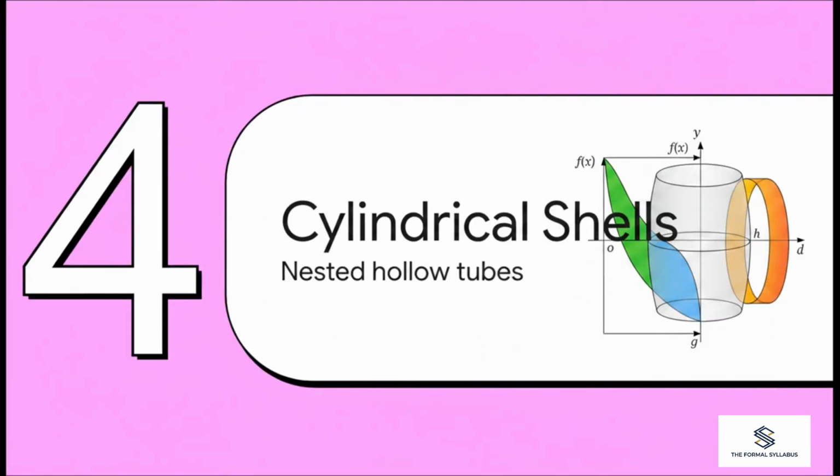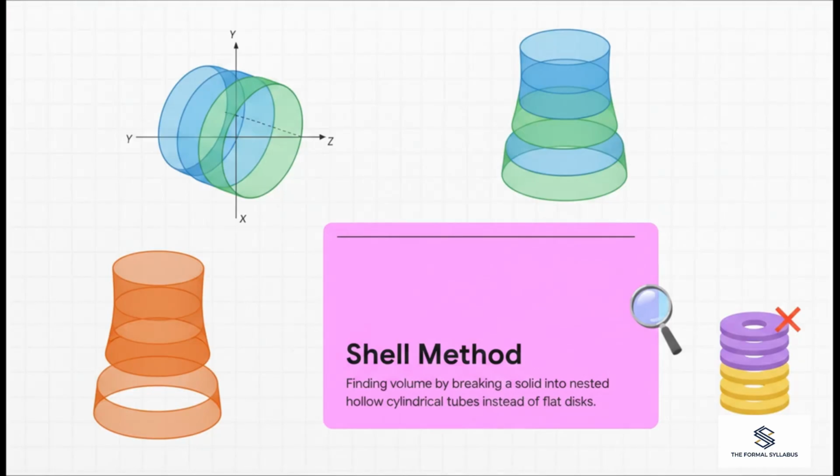Now for section 4, cylindrical shells. It's time to build with nested hollow tubes. So, the cylindrical shell method comes to the rescue when using flat slices like disks and washers turns into an absolute mathematical nightmare. Instead of slicing the solid completely perpendicular to the axis like a loaf of bread, we break the solid down into a series of nested, hollow cylindrical tubes. Visualize it like an endless set of cardboard toilet paper rolls or maybe Russian nesting dolls, with each tube fitting perfectly snugly inside the next one.